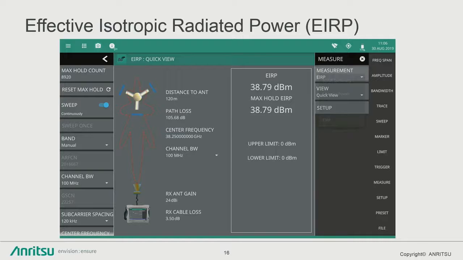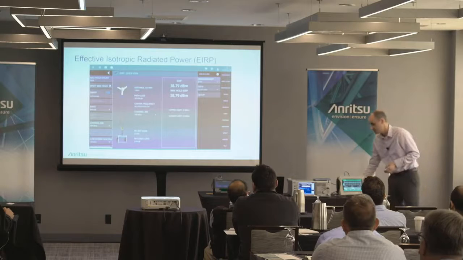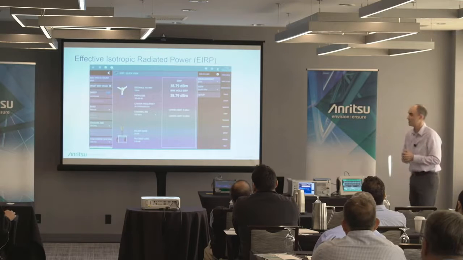I mentioned this earlier, so EIRP. In this example, I've got a center frequency. I know how far I am away. I'm 120 meters away, okay? And I know the path loss based on that frequency. This frequency is going to be about 105, right? I come down, I put in my channel gain, or my antenna gain. I know how much loss I have in that cable, and then I make a measurement. This is what my instantaneous EIRP is, and then I've got a max hold EIRP. Anyone want to take a stab at why I would have both of those numbers?